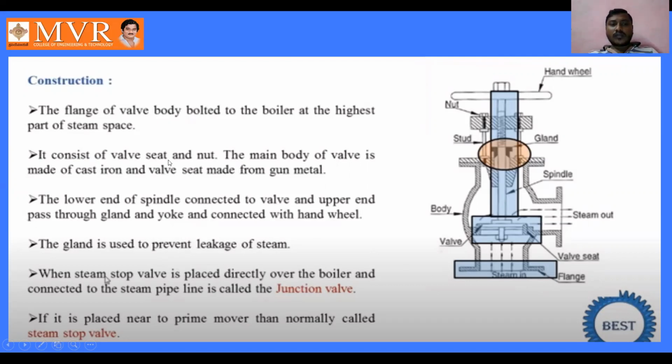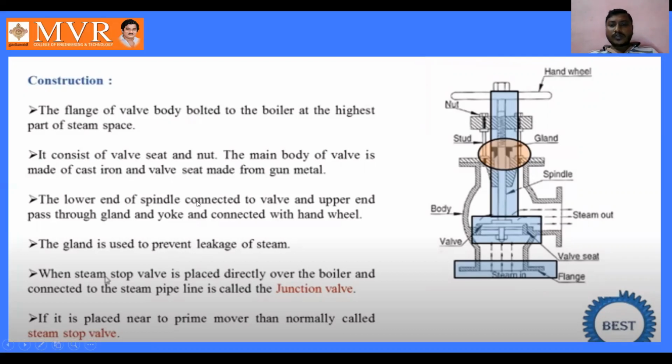See, it consists of the valve seat and nut. Here we can observe the valve and the valve seat. Upon the valve seat, the valve is going to be seated. The main body of the valve is made of cast iron and the valve seat is made from gunmetal. See, the valve is made up of cast iron and the valve seat is made up of gunmetal.